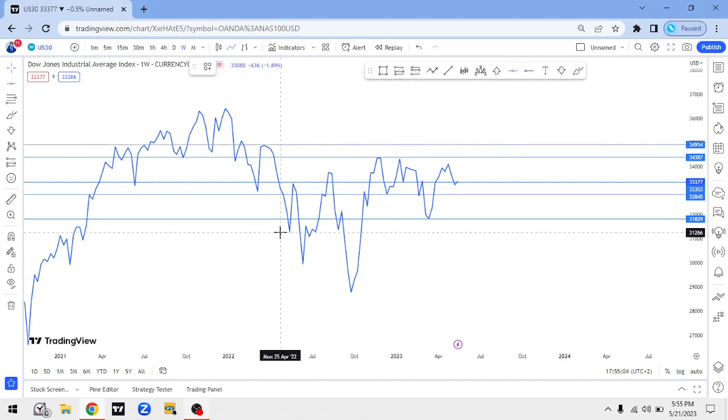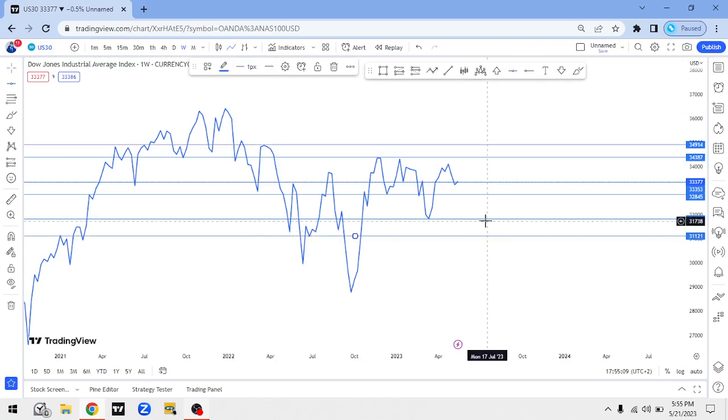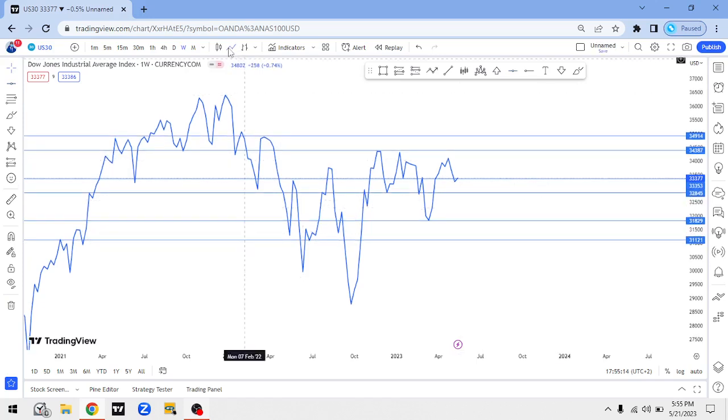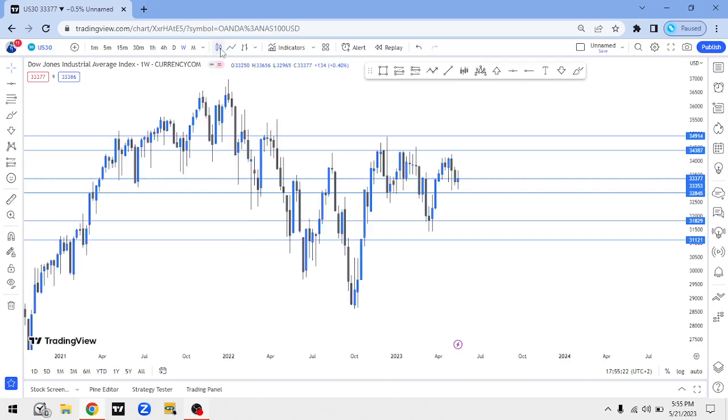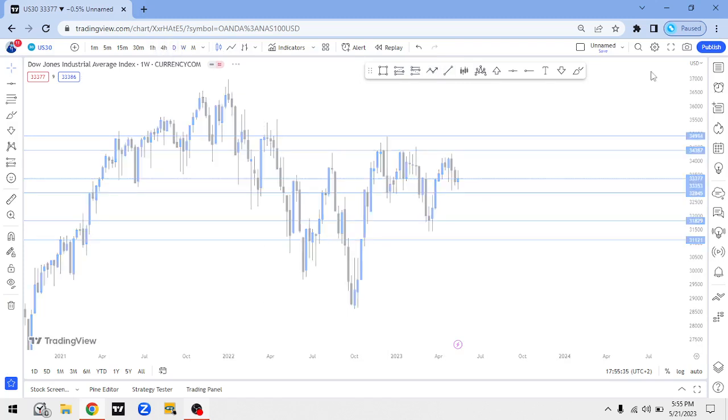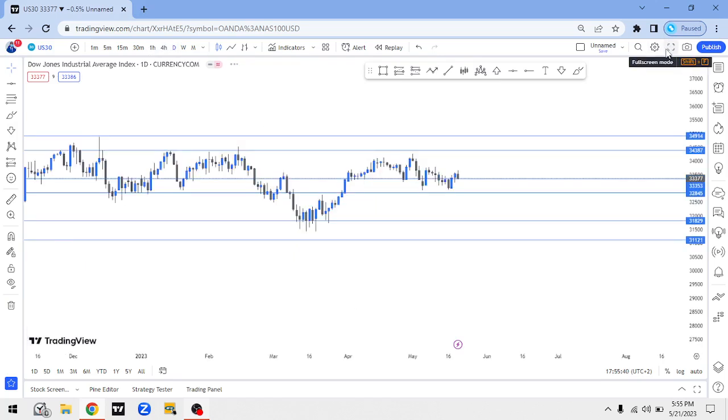Okay, I think this is the last one. I think this is enough. So now we're going back to our candlestick chart, and once you're on your candlestick chart, what you want to do now is go to the daily time frame.